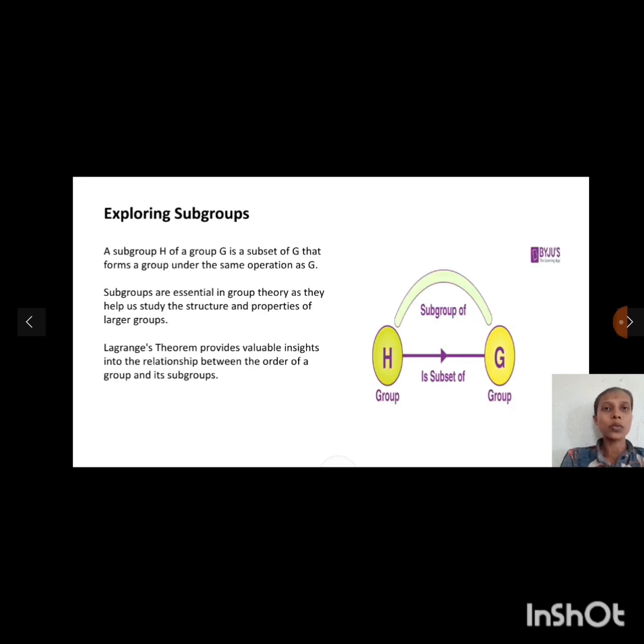Exploring subgroups. A subgroup H of a group G is a subset of G that forms a group under the same operation as G. Subgroups are essential in group theory as they help us study the structure or properties of larger groups. Lagrange's theorem provides valuable insight into the relationship between the order of a group and its subgroups.